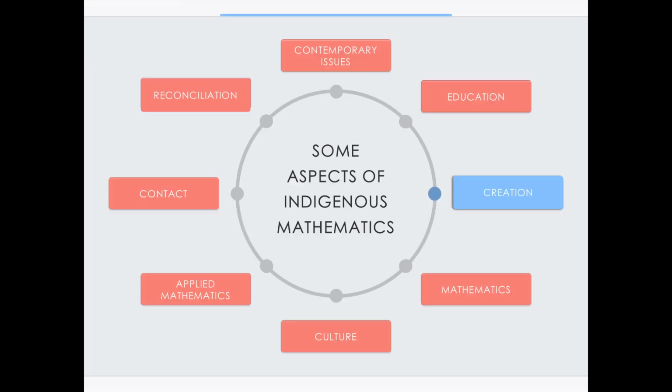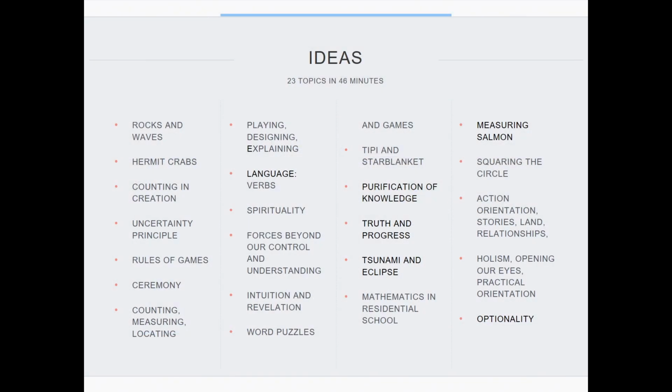So I have a lot to say, and I decided I need to structure it. So I've tried to structure it around some aspects of Indigenous mathematics, which I've chosen 8. So there's creation, mathematics itself, culture, applied mathematics, contact, reconciliation, contemporary issues, and education. And so let's just start talking about these things. I promised you 23 ideas, so here they are. In fact, there's more than 23, but I've just jammed a few of them together. And we'll see how far we can get on this today.